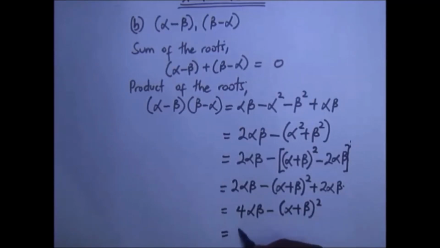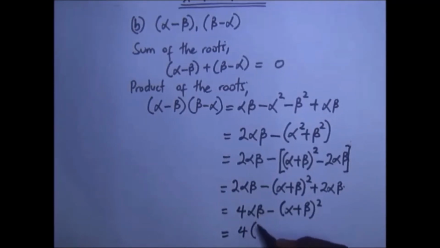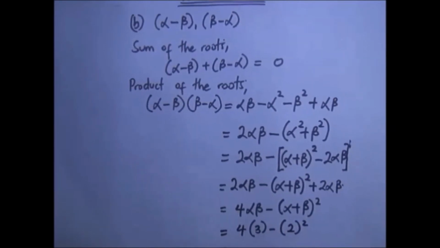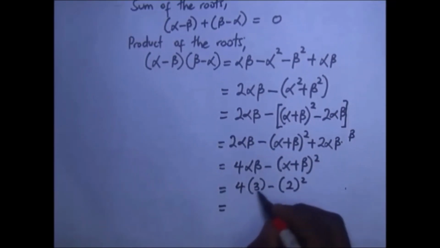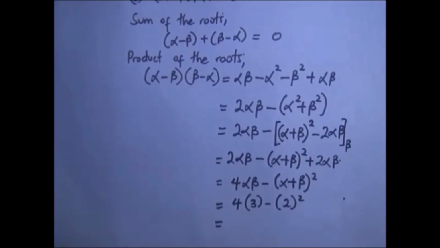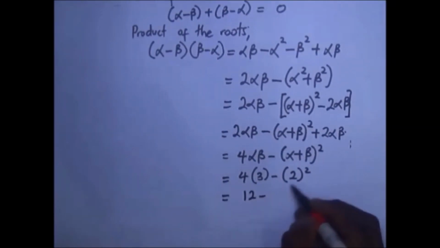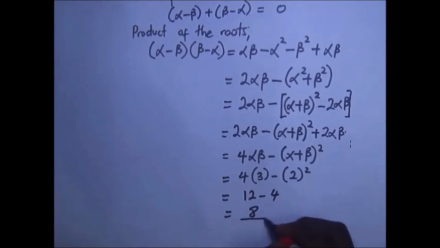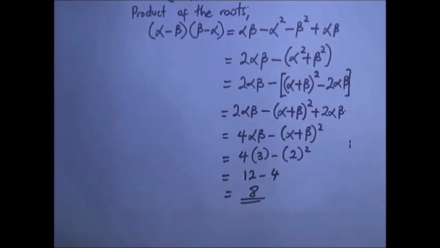So our answer here is going to be 4 times, what is alpha times beta? It is 3, because according to the equation given to us in the question, the product of the roots is 3. So it's going to be 4 times 3 minus, according to the equation we've been given in the question, the sum of the roots was 2, so it's going to be 2 squared. So our answer here, we shall end up with 4 times 3, which is simply 12, minus 4, and our answer is 8. So here the product of the roots is going to be 8.